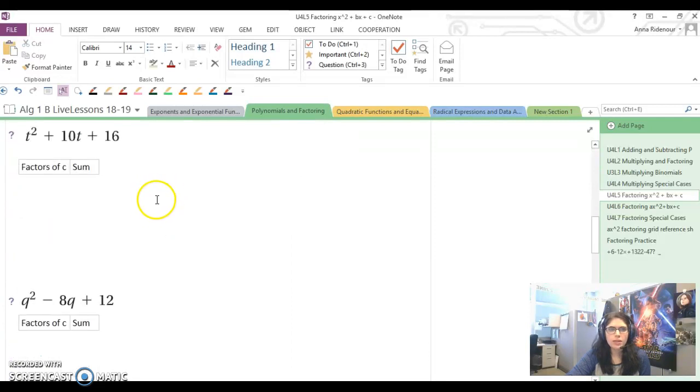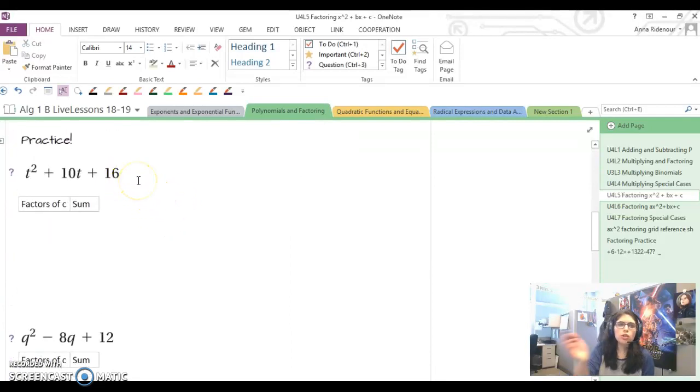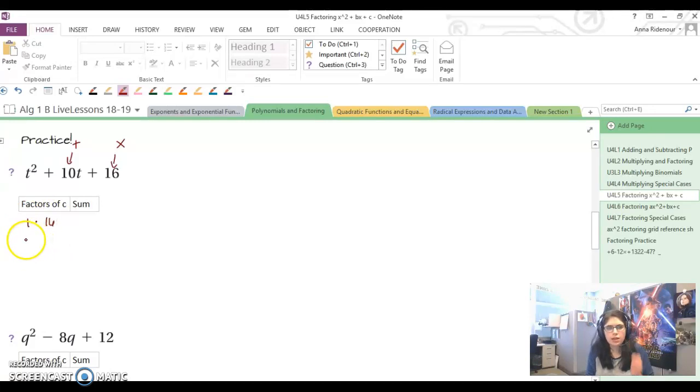All right, so what does that mean? Okay, so we want two numbers that multiply together to be this number and add together to be this number. So then what you want to look for are factors of that last number. So for 16, I can get 16 by multiplying 1 times 16. I can get 16 by multiplying 2 times 8. And I can get 16 by multiplying 4 times 4.